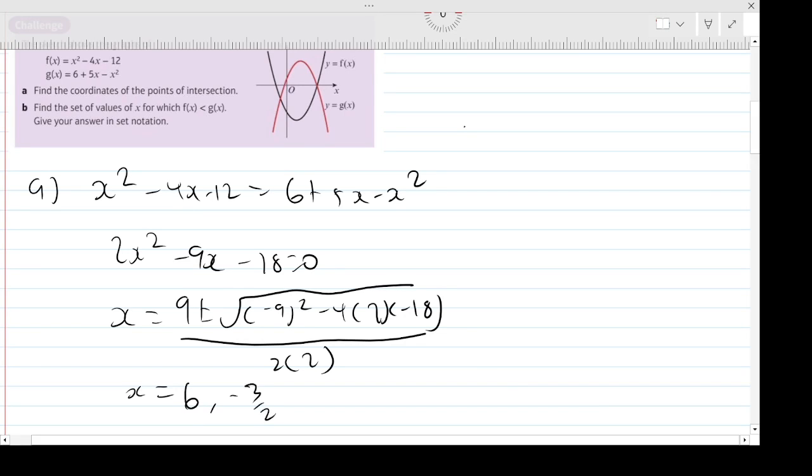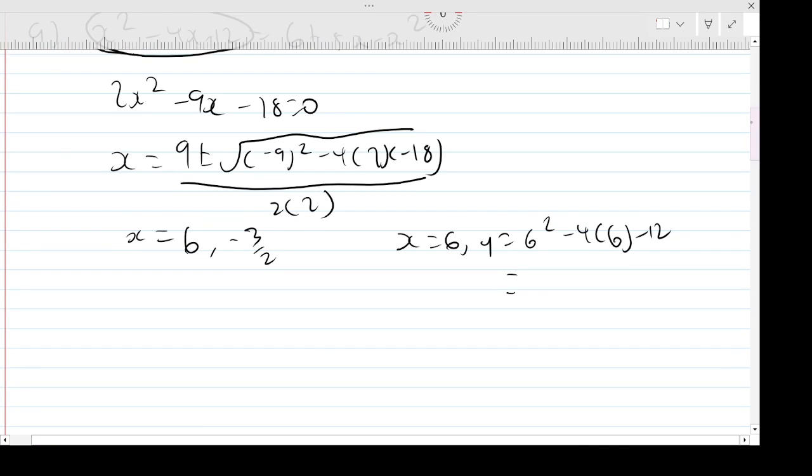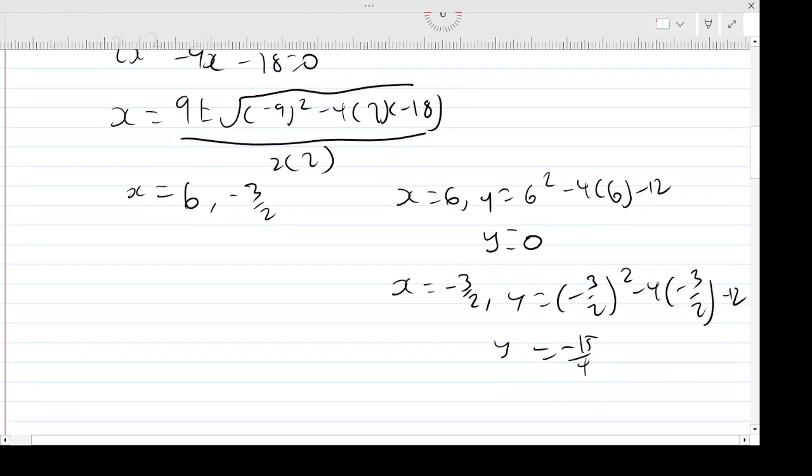So those are my x points. So then the coordinates, we need the y. So we're going to sub each x in. So if x is 6, then the y coordinate, let's plug it into here, will be 6 squared, take away 4 lots of 6, take away 12, and that will be y is equal to 0. And then when x is minus 3 over 2, then y will be minus 3 over 2 all squared, take away 4 lots of minus 3 over 2, take away 12, and that will be minus 15 over 4. So therefore my coordinates are 6 and 0, and minus 3 over 2 and minus 15 over 4.